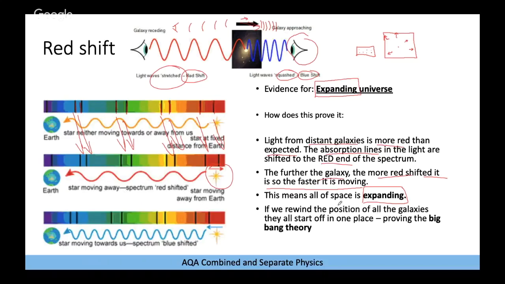If we rewind all of the positions of the galaxies right now, rewind them all to when they started off in the same place, well, this proves the Big Bang Theory. Okay, so just over 13 billion years ago, we can find the exact date of the Big Bang, because when we rewind the position of all of the stars in the galaxies in the universe, they all joined together in one spot just over 13 billion years ago.